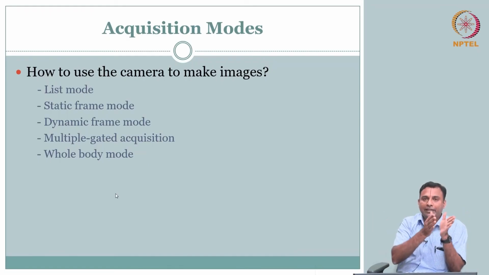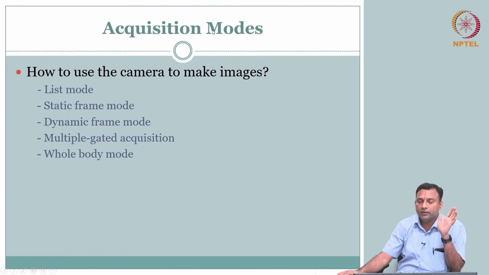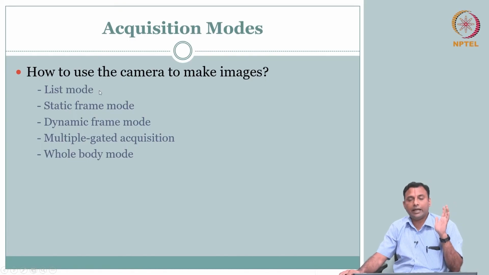So in the detection, whatever we saw, what are the different ways we can operate it, or what are the different acquisition modes that are possible, that will be meaningful, that can be used to our advantage. So essentially you have different modes, starting with the list mode to a whole body mode. We will go one mode at a time.